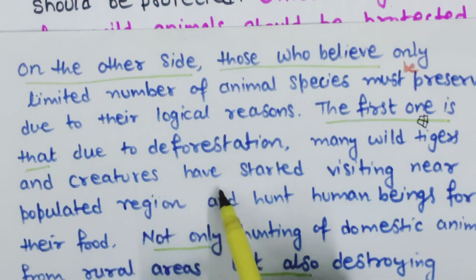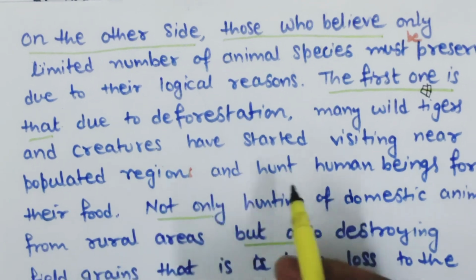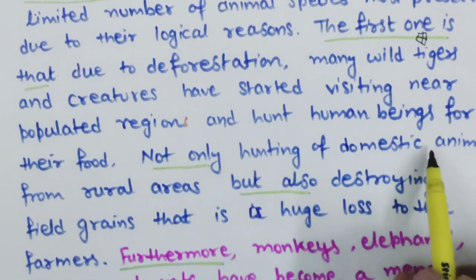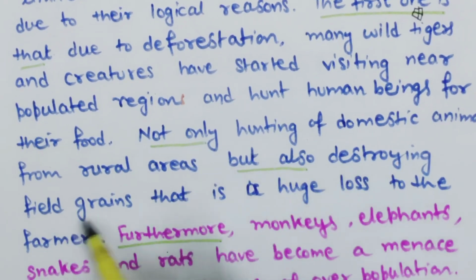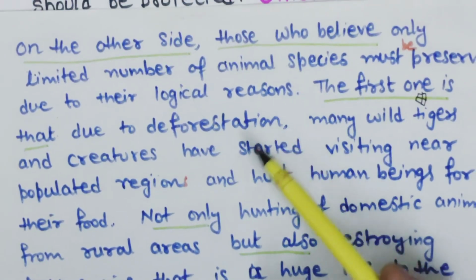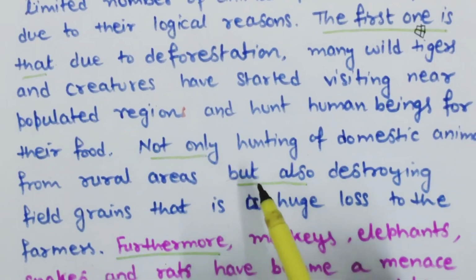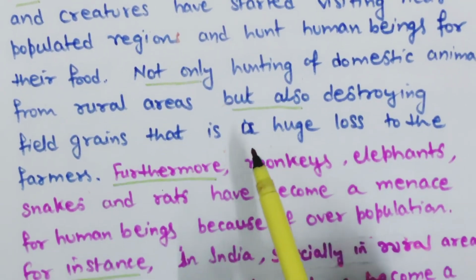due to deforestation, many wild tigers and creatures have started visiting near populated regions and hunt human beings for their food. Not only hunting of domestic animals from rural areas but also destroying field grains, that is a huge loss to the farmers. So this is the first point announcement, and because of this, the result is that the farmers are facing huge losses due to these animals.